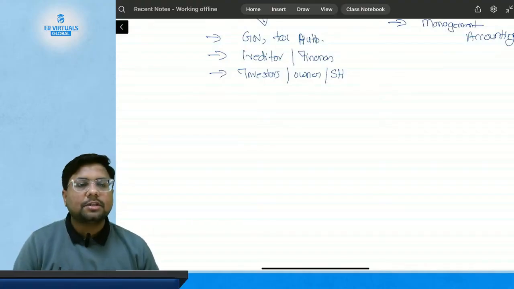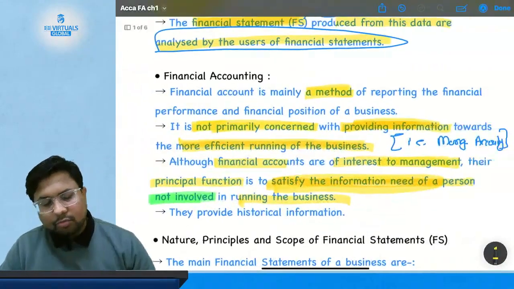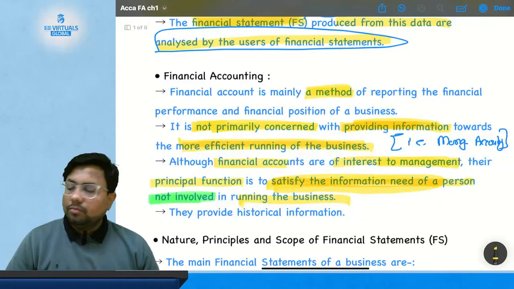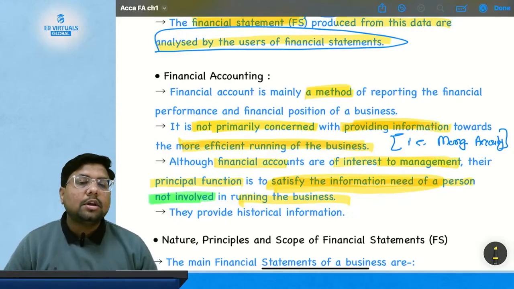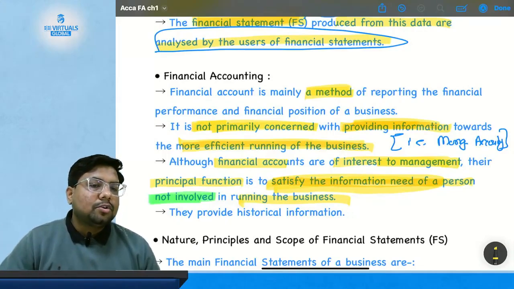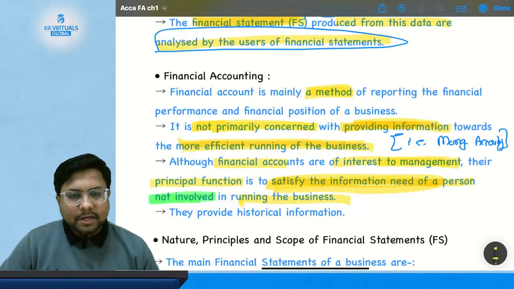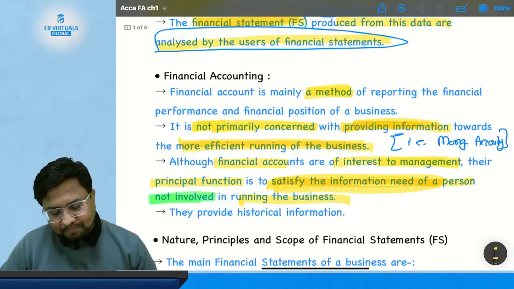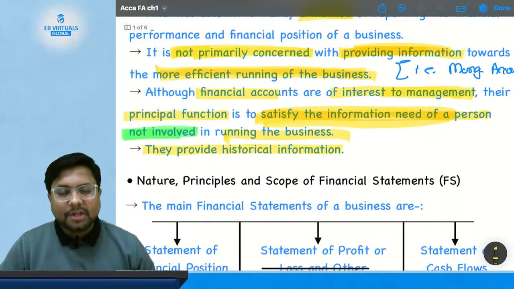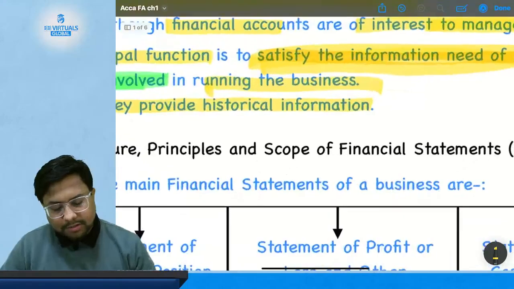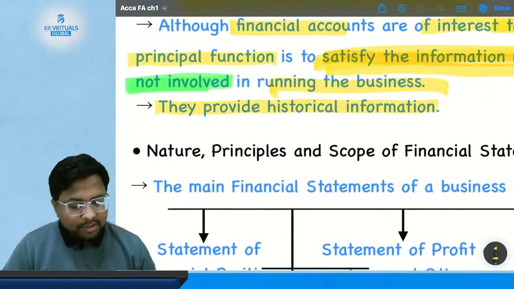Financial accounting is a method of financial reporting whose primary function is not to provide information towards the most efficient functioning of the business. It is concerned with satisfying the information needs of persons not involved in running the business, that is government, creditors and tax authorities, etc. Financial accounting provides historical information. Sir, what does that mean?